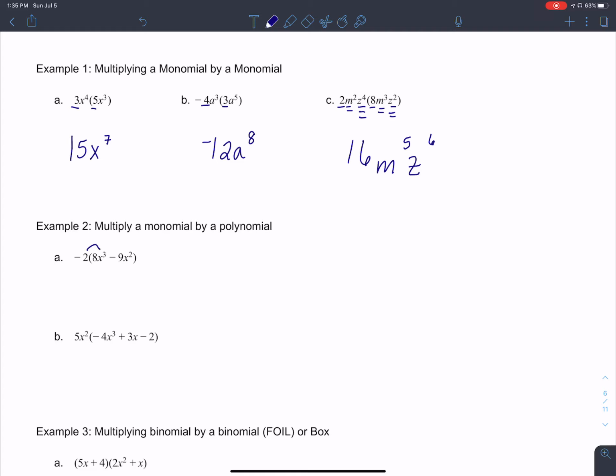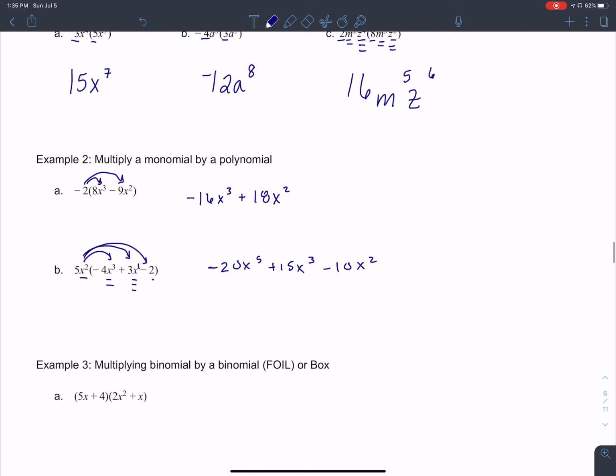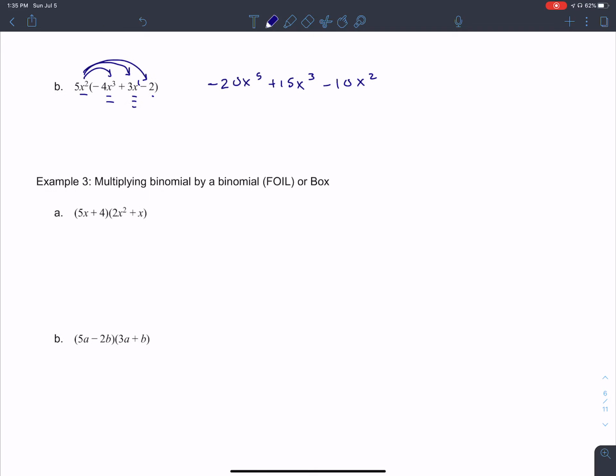All right, multiplying a monomial by a polynomial. If there's just a number outside, we're going to just distribute, so using the distributive property. So negative 16x to the third. Negative times negative is positive, so plus 18x squared. If we've got one with variables, remember, keep our base, add our exponents. So here we get negative 20x to the fifth plus 15x cubed, because remember that's a 1, and then minus 10x squared.